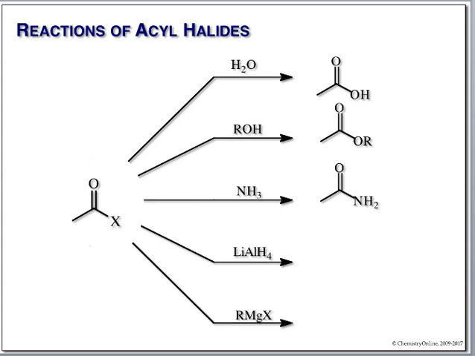The lab that we're going to do next week on Tuesday, we're going to take benzoyl chloride, so a benzene right here, react it with ammonia, and we will make benzamide. Lithium aluminum hydride, we're going to donate not 1 but 2 hydrides to this thing and make a primary alcohol. And of course, Grignards, we can add twice to make a tertiary alcohol, just like we did with esters.